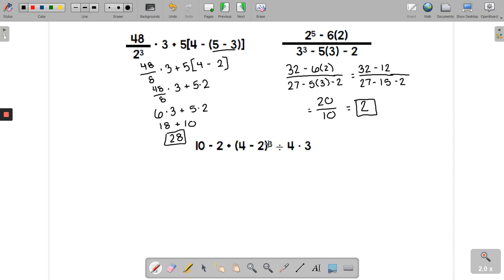Let's look at the third one here. PEMDAS says we're going to do parentheses first. So 4 minus 2, that is 2. Bring down everything else. And then we have exponents. So 2 to the third. 2 to the third is 8. Bring down everything else.